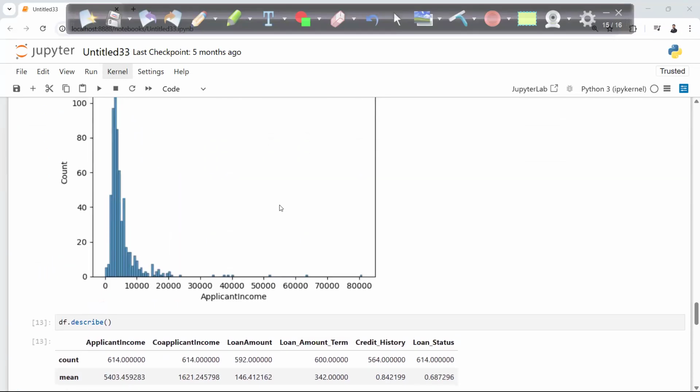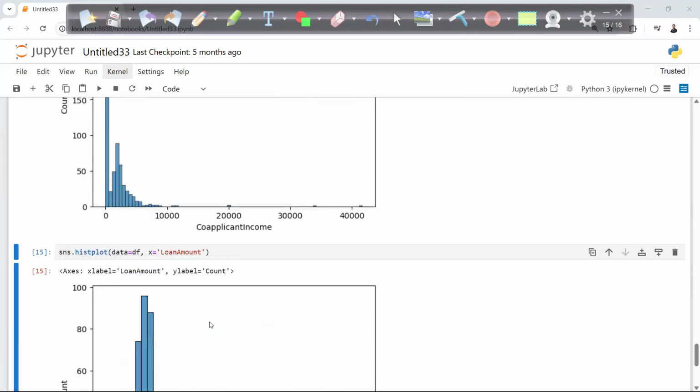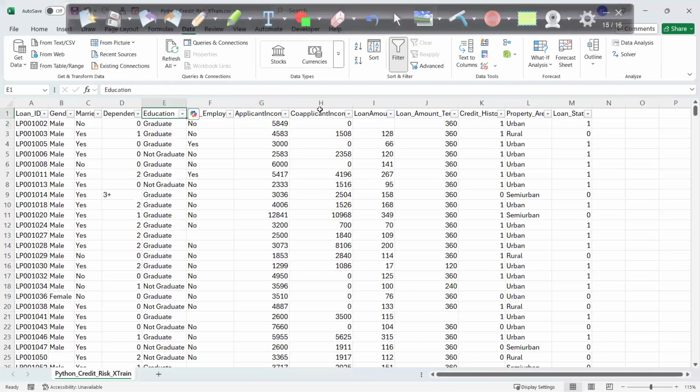So till this point, what we did was we analyzed univariate type of analysis. And I took all the features. I did not miss any feature. All the features I took care of. I took gender, married, dependent, education, self-employed, applicant, co-applicant, loan amount, term, credit history, and property area.